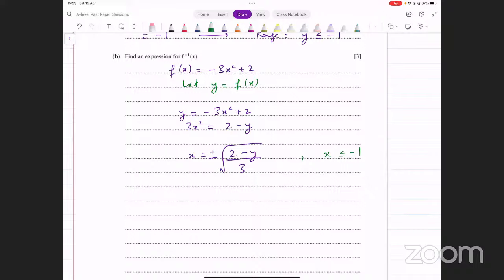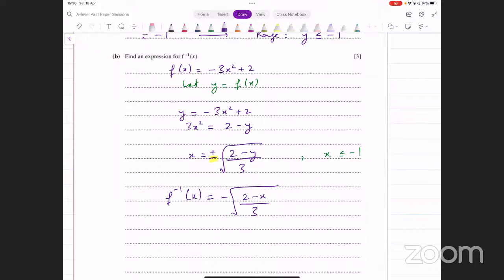अब minus 1 से कम value आपकी कैसे आएगी? उसके लिए ये positive होना पड़ेगा, ये plus लगाना पड़ेगा यहाँ पे, या minus लगाना पड़ेगा. Plus लगाने से तो आपकी जो positive value होगी वो minus 1 से बड़ी होगी, तो आपको यहाँ पे minus use करना पड़ेगा. So when you write down the inverse function here, you say the inverse function is f inverse of x equals minus into square root of 2 minus x over 3. That is what the inverse turns out to be in this case.